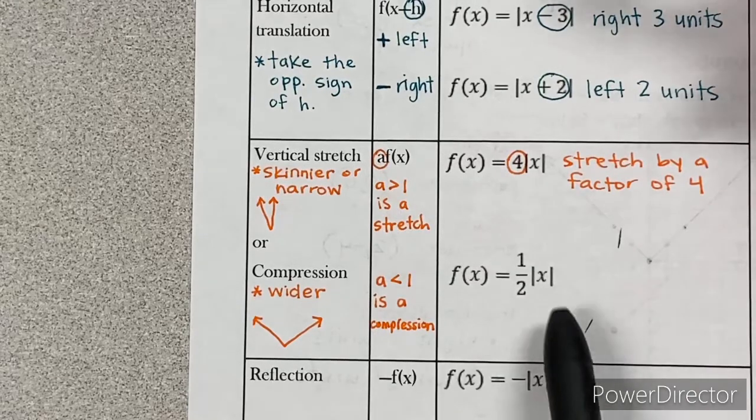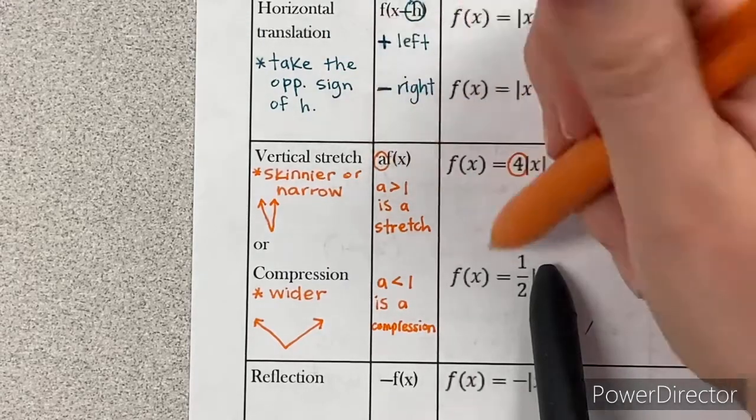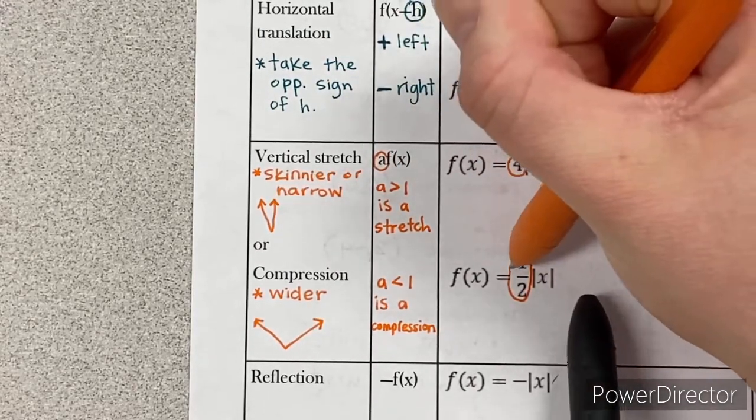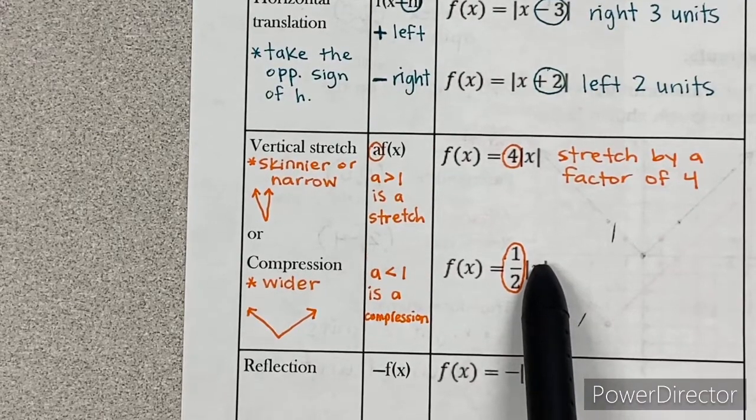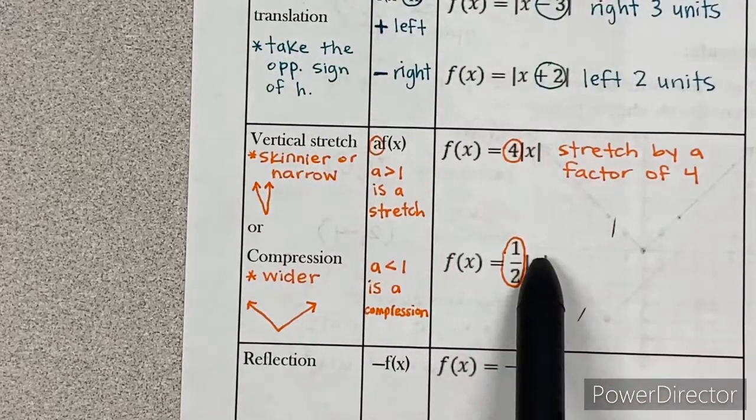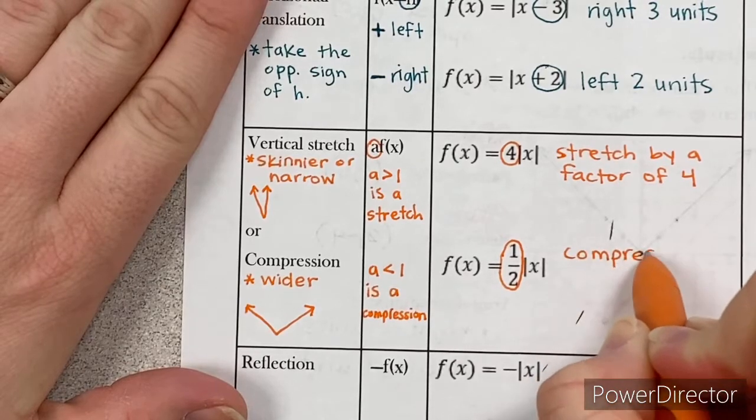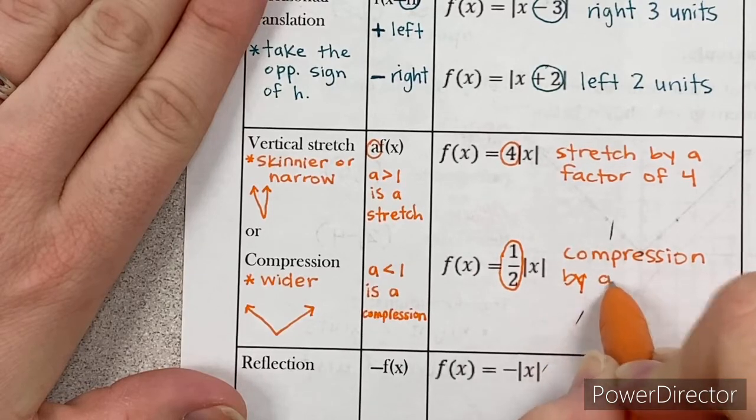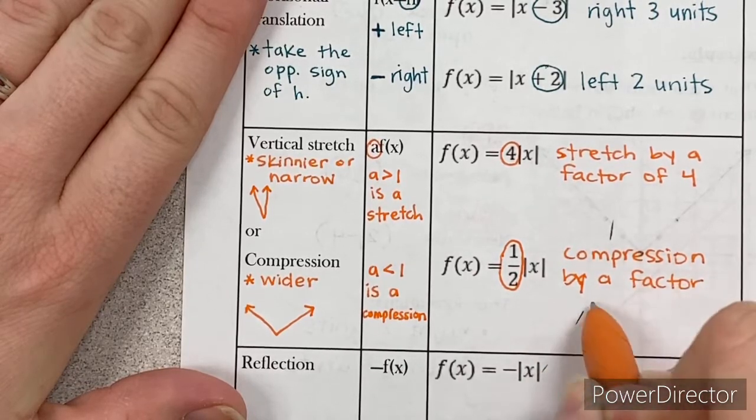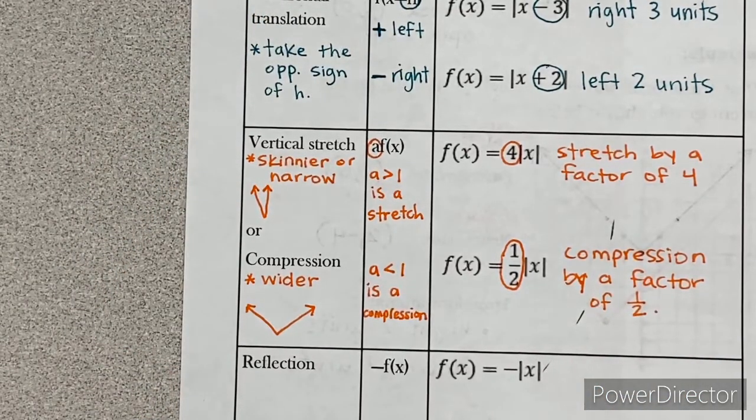So we have, I'm going to cover up that X, do my little trick. Any number that I see, I need to address. So the number that I see is this 1/2. 1/2 is smaller than 1, so that means it's going to be a compression, which means my graph is going to get wider. So how I would word this, it would just be compression by a factor of 1/2.